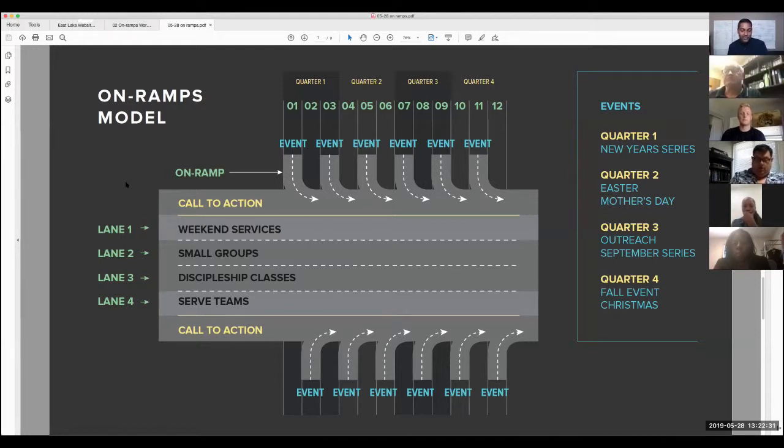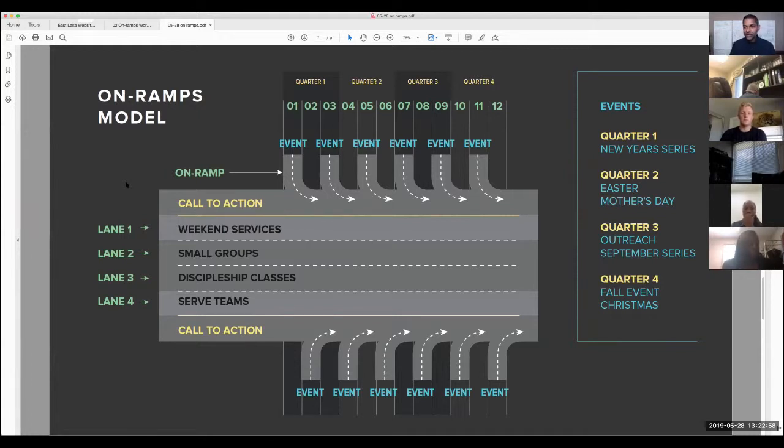And the rule for the on-ramp is that it has to be outsider-focused. It can't be an internal-focused event. It has to be an outsider-focused event. And again, we can have internal events that are very much meant for the membership or the regular attenders of the church to take them to the next level. But I would say that's not an on-ramp. The on-ramps are the events that are designed to get people outside the church to come to the church.